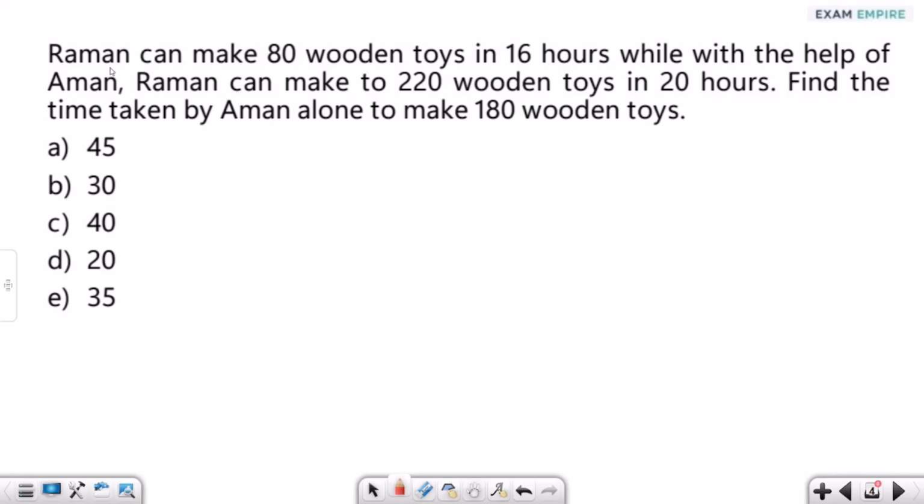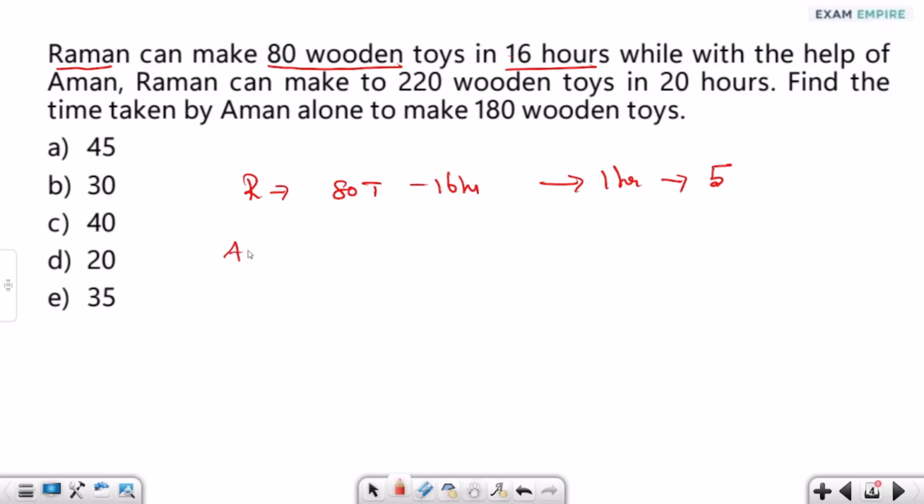Hope you'd have solved. Now let's solve this particular one. So Raman can make 80 wooden toys in 16 hours. Okay, so Raman makes 80 toys in 16 hours. That means in 1 hour, how many toys? 5 toys. Okay, that is 80 divided by 16.